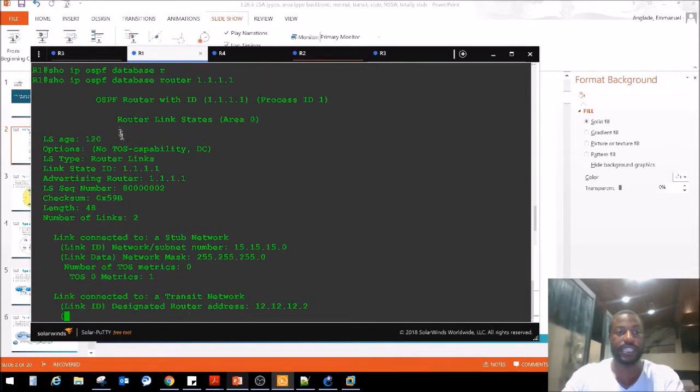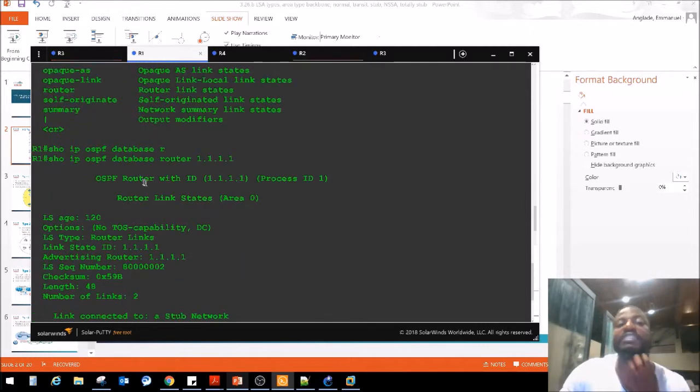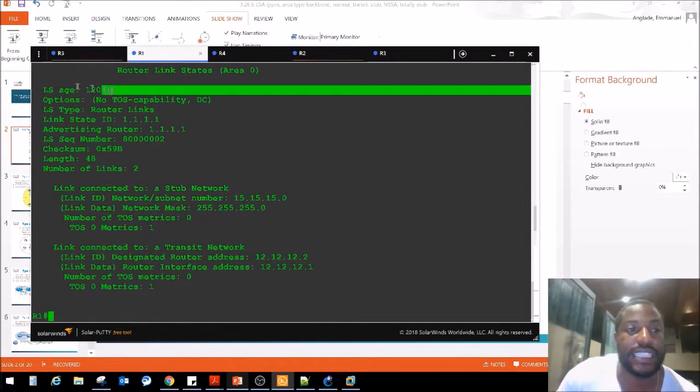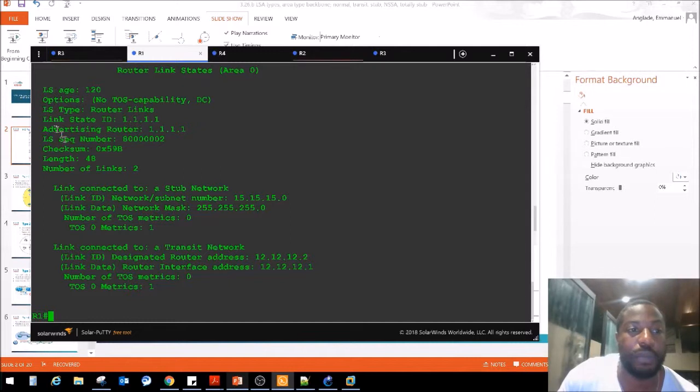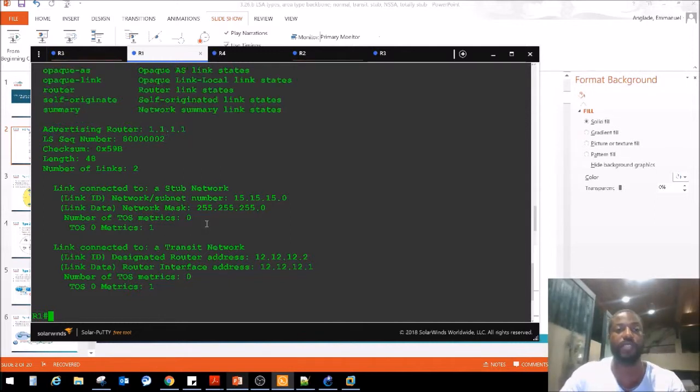Take a look at that, and there is our link state advertisement. Link state age, 120 seconds. A lot of information here. Link state ID, all of the stuff that we said about what a type 1 LSA is.